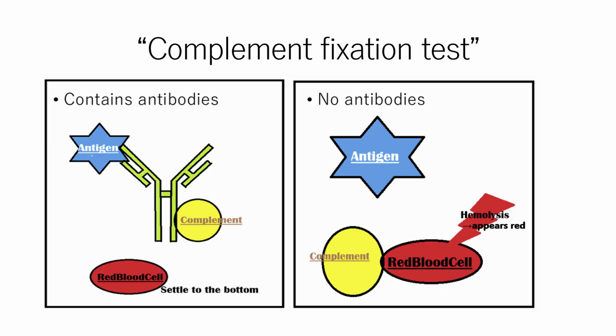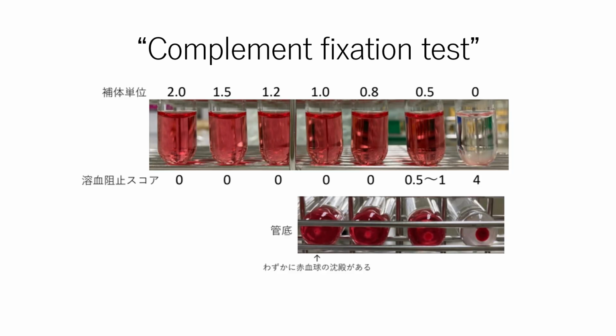When complement acts on red blood cells, the membrane attack complex, MAC, is formed, leading to rupture of the red blood cells. This hemolysis can be assessed visually. Please look at the photograph. In test tubes that are red and transparent, hemolysis has occurred. This is because hemoglobin has leaked out following membrane disruption.